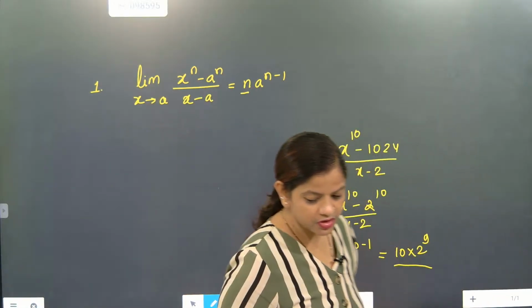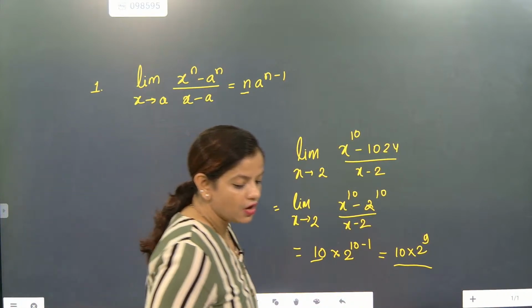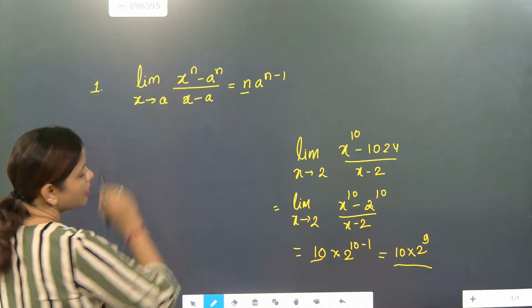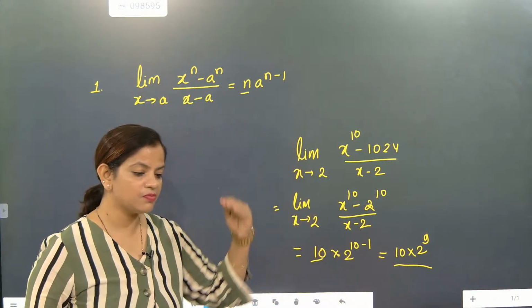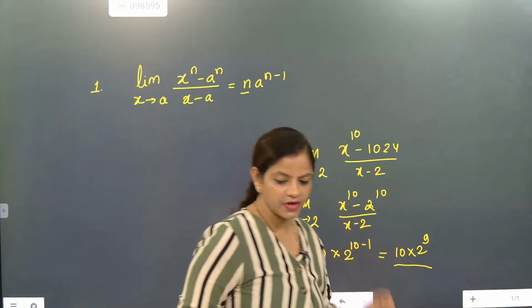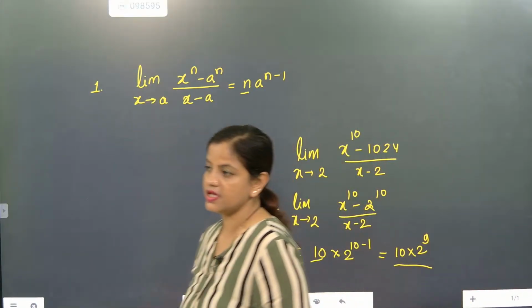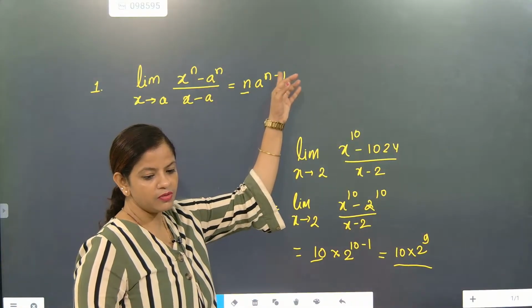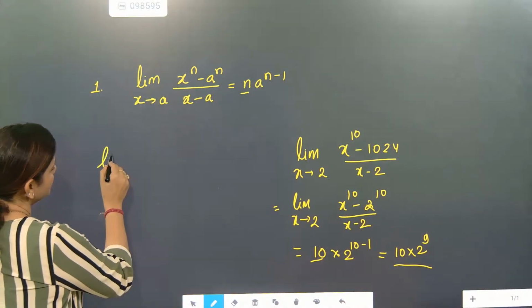If any other person asks you this question, how are we going to do it? So see, the formula is this one, x to the power n minus a to the power n by x minus a. The formula is n into a to the power n minus 1. Okay, so now one more question I am showing you.